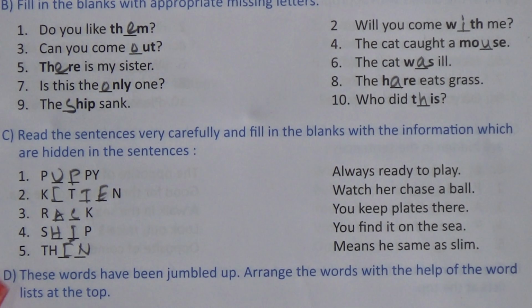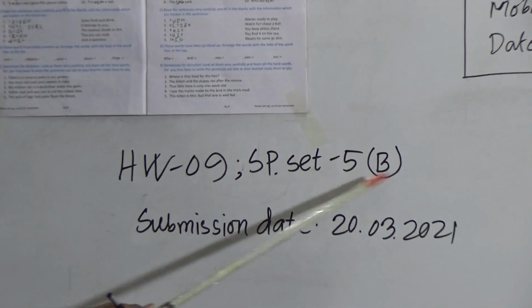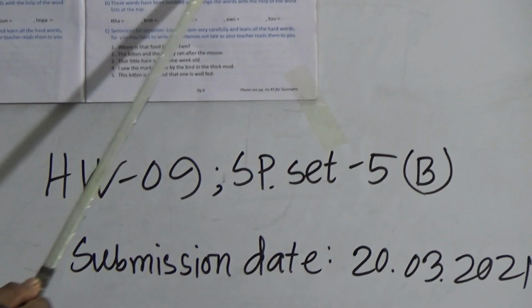Okay, dear students, this is all about today's class. I hope you all have understood set 4 and 5, and you have homework number 9. It's from spelling set 5's B. That means only these 10 are your homework.